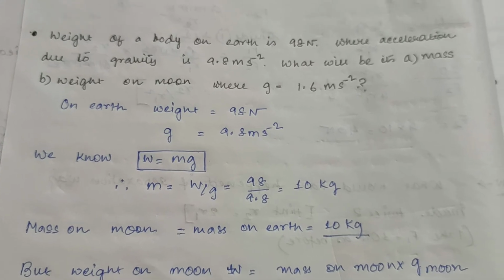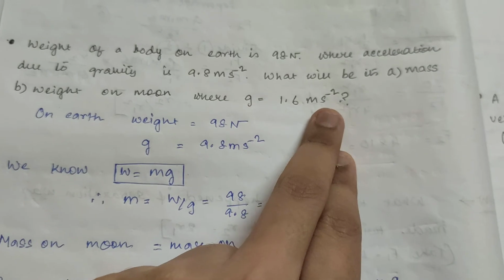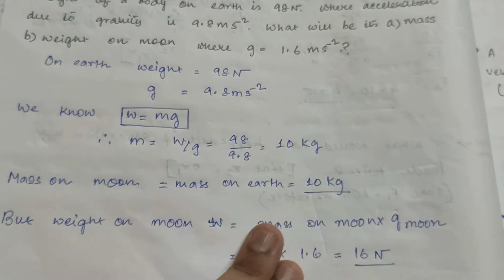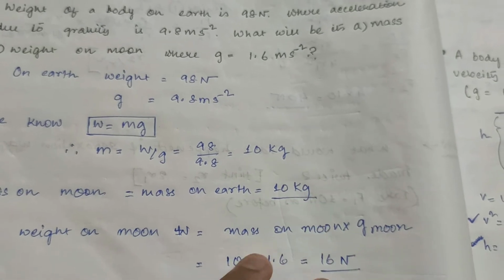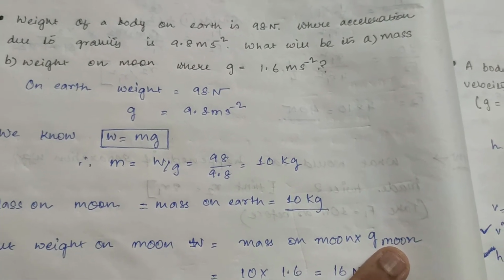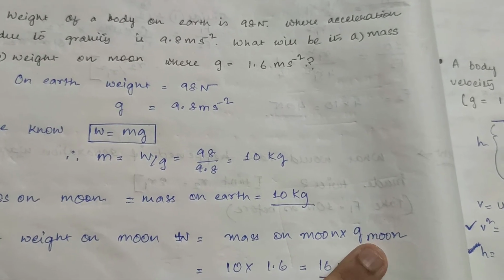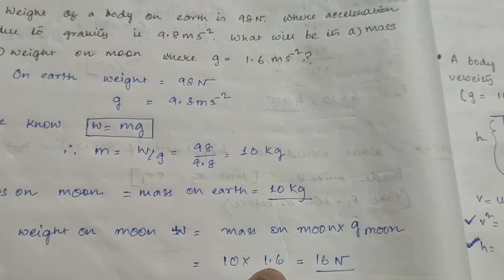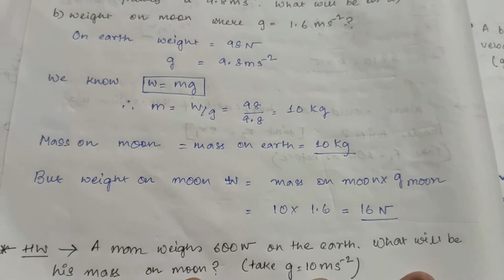What about the weight? Weight on the moon, where g is given. How will I find the weight on the moon? Simply, weight on the moon is mass on the moon, which is 10, into the acceleration due to gravity on the moon. Don't put the value of earth, because g will be different on the surface of the earth and moon. So you get 16 Newton. Do this as homework.